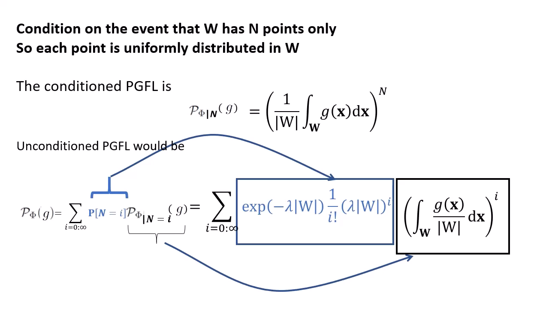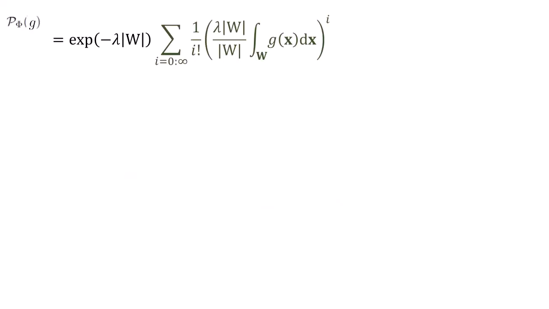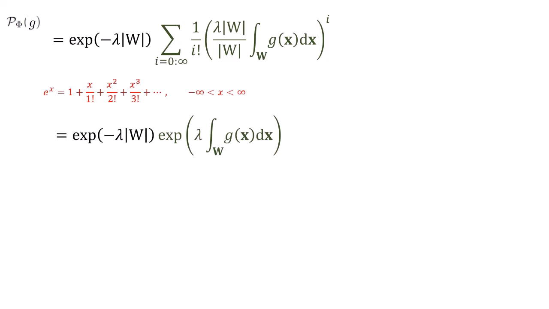So what I have is this, and first I notice that this is in the form of 1 upon i factorial times some constant to the power i. This is the same as the summation of x to the power i divided by i factorial. So this is nothing but the exponential of x. So this can be replaced as the exponential of this constant, which is this one. Note that the size of W and the size of W cancel.